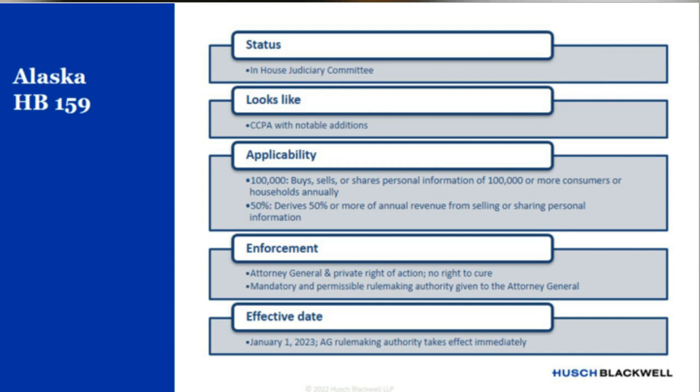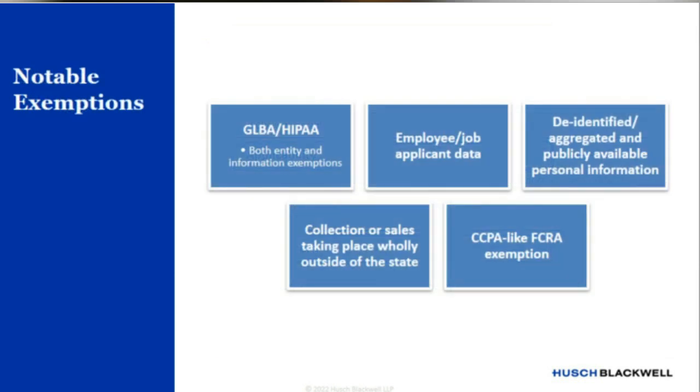For enforcement, an action may be brought by the Attorney General or a consumer because there's a private right of action. There's also no right to cure mentioned in the bill, and the bill does give the Attorney General rulemaking authority, both mandatory and permissible, and same effective date as the CPRA and the VCDPA, January 1st, but the provisions regarding AG rulemaking authority are set to take effect immediately for obvious reasons.